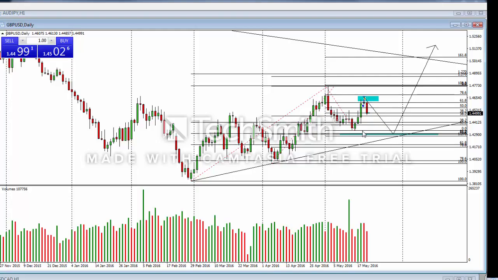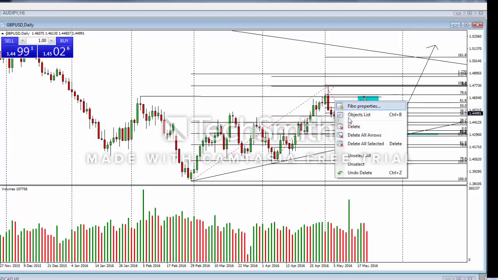Coming off the 61.8 fib here, also got that level. If you bring that level across, you see why the market's come up, tested, stop hunted through this level, retested the level, and is now looking to move down. So let's just clear this chart up a bit.